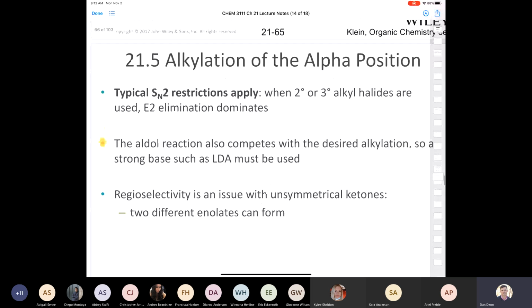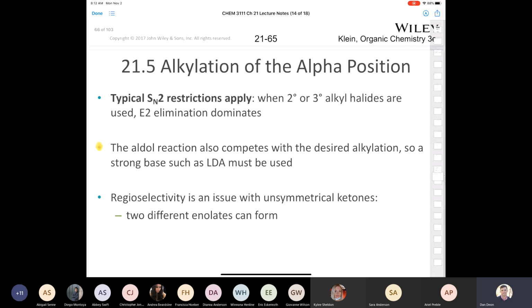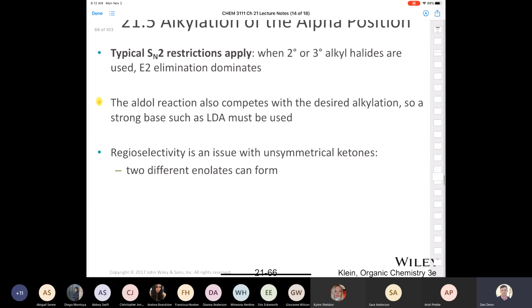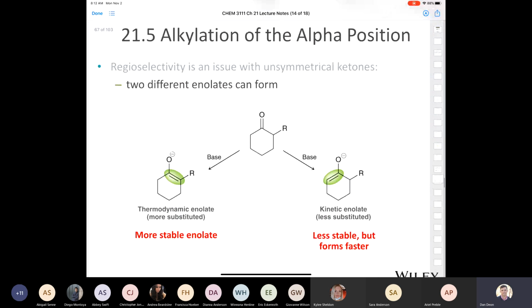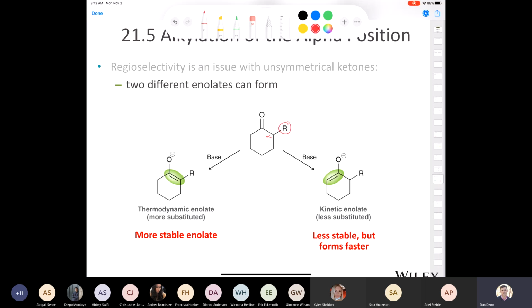And then the last bullet point on this slide says regioselectivity, though, can be an issue. In that case, we could form 2 different enolates. And so the question becomes, which one is going to predominate and when? Here's an example where you start out with this alpha-substituted cyclohexanone. We already have this substituent here and an acidic proton here. But on this other alpha carbon, we also have an acidic proton, and their pKa's are going to be extremely close.